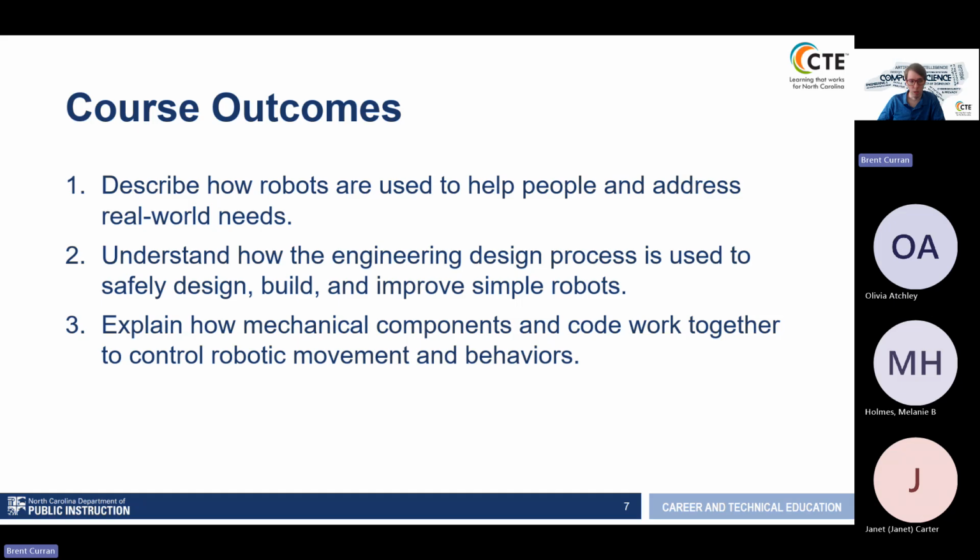So course outcomes. These are the most important things that the student should be able to learn at the end of the course. For this one, we only have 3. But as a student goes through the course, these are the 3 most important things that they will need before they go to high school, before they enter any pathways.